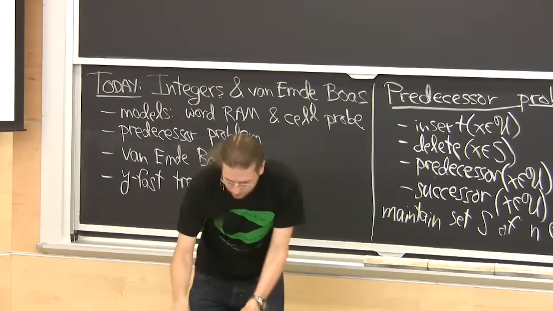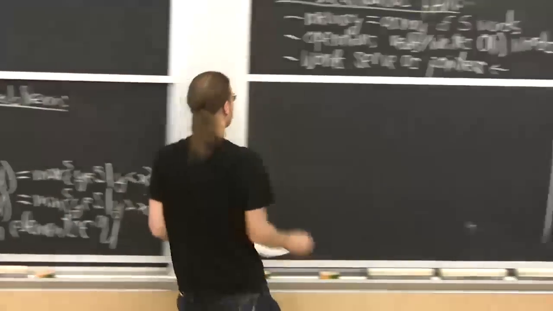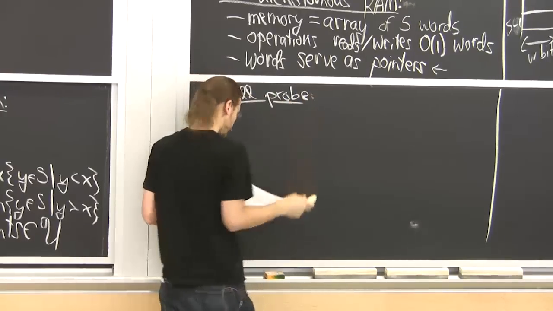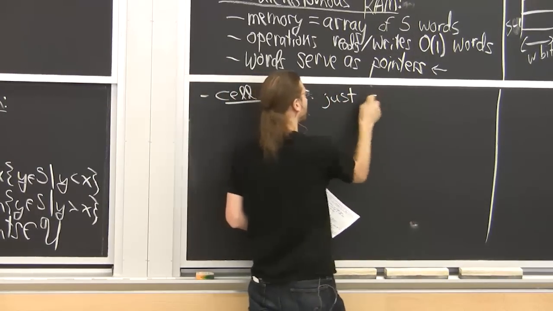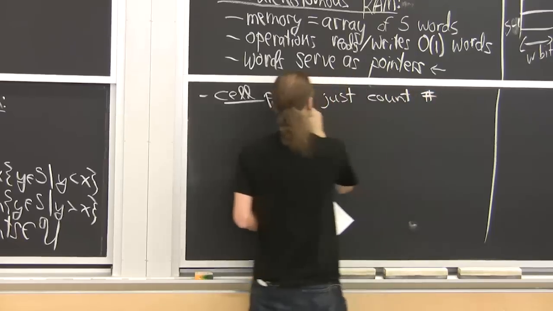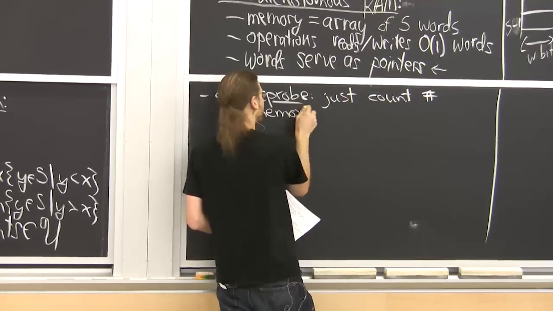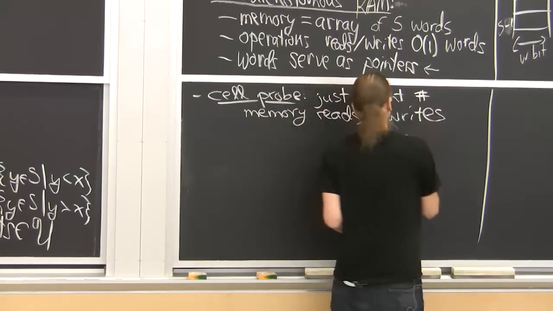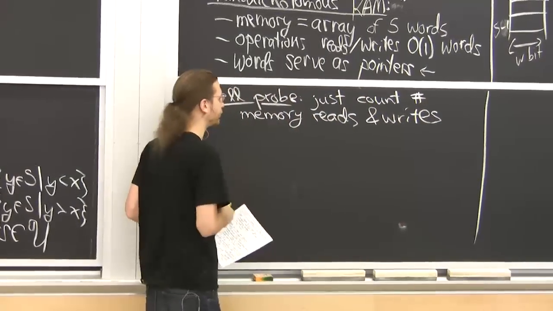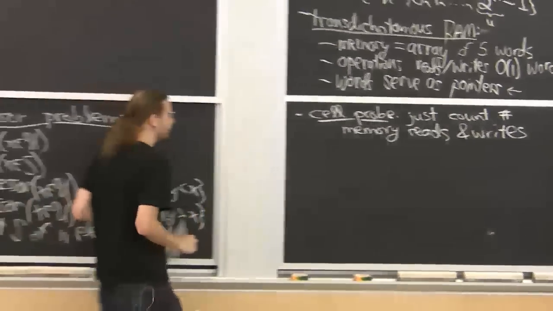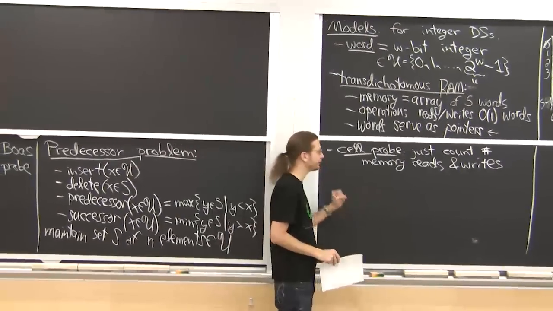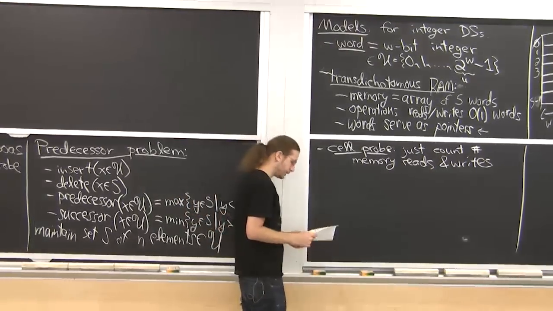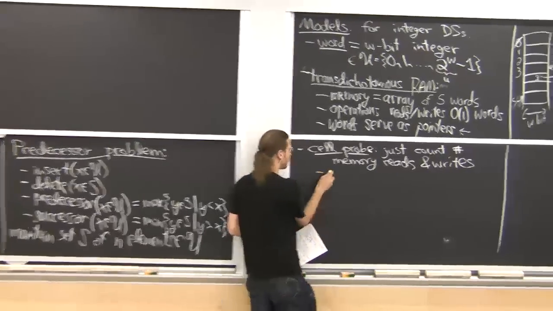Cool. One more model. It's kind of a weird one. It's called the cell probe model, where we just count the number of memory reads and writes that we need to do to solve a data structure query. Like if you're looking at predecessor, I just want to know how much of the data structure I have to read in order to answer the predecessor problem, or how much I have to write out to do an insertion, whatever. And so in this model, computation is free.